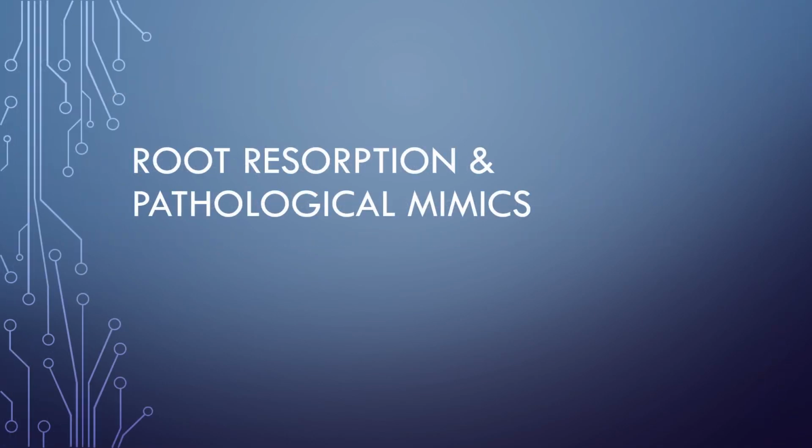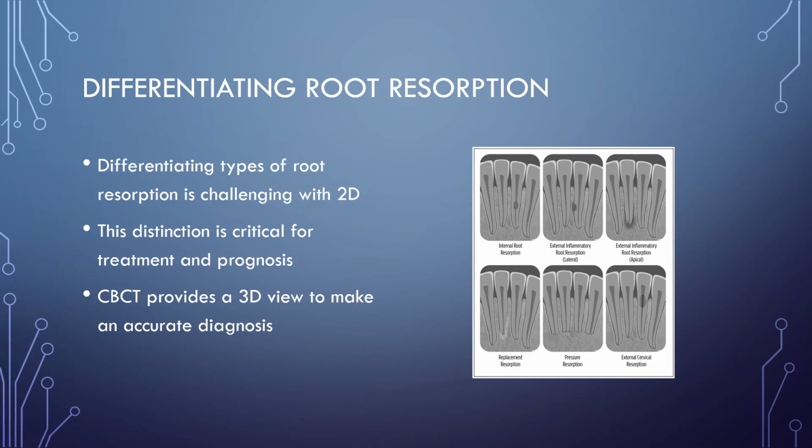Root resorption and pathological mimics. Root resorption is a complex pathological process that presents significant management challenges. A critical first step in your interpretation is to correctly diagnose the specific type of resorption occurring, as the clinical prognosis varies dramatically.